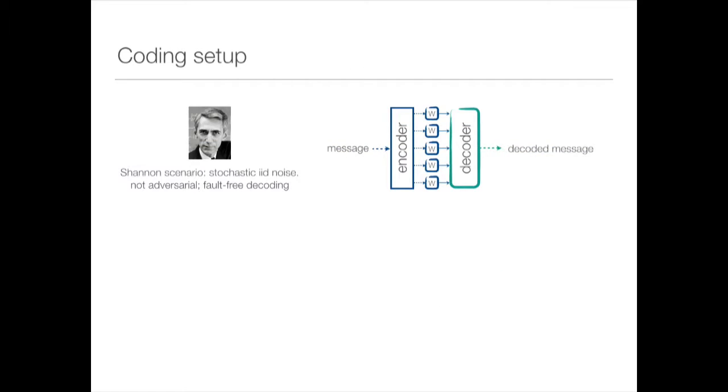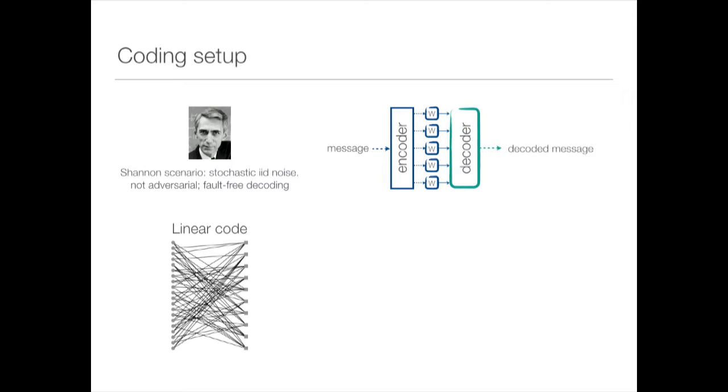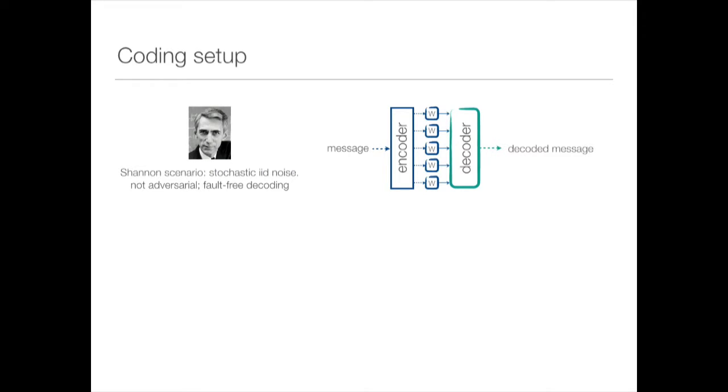Okay, so here's our coding setup. It's the usual Shannon scenario. It's very serious. It's a very serious affair. So we have stochastic IID noise. We're not considering the adversarial case. We don't care about adversarial errors. And we're not worried about errors in the decoder. We're not trying to do fault tolerance, fault tolerant decoding. So, to give everything away, this is the usual picture.